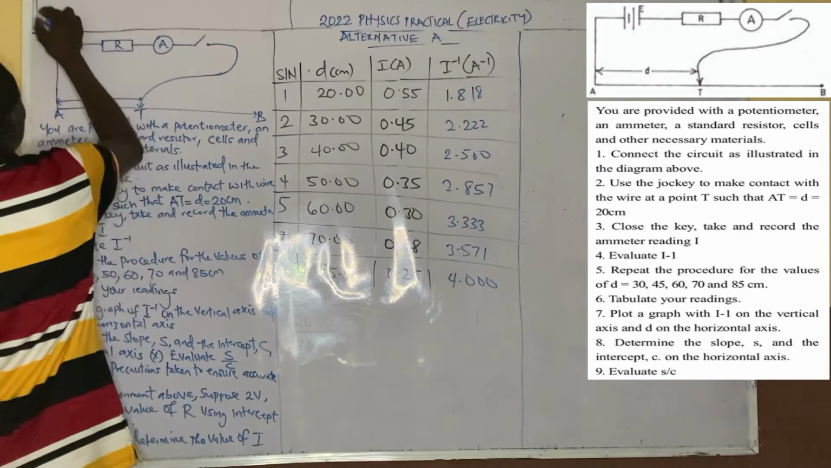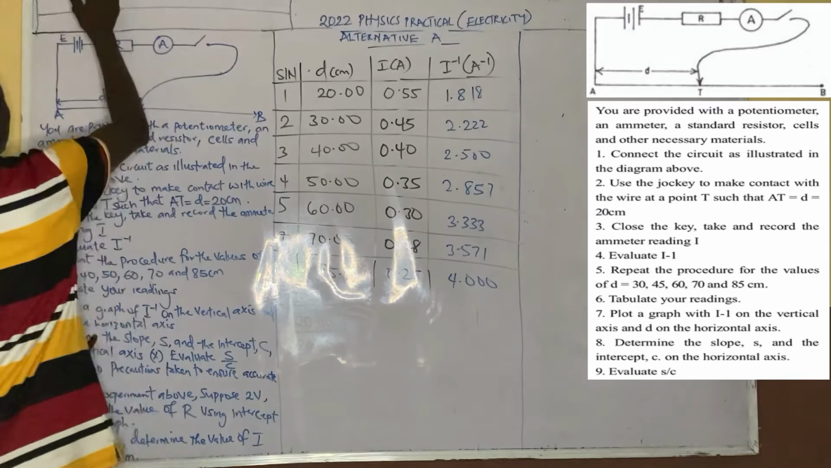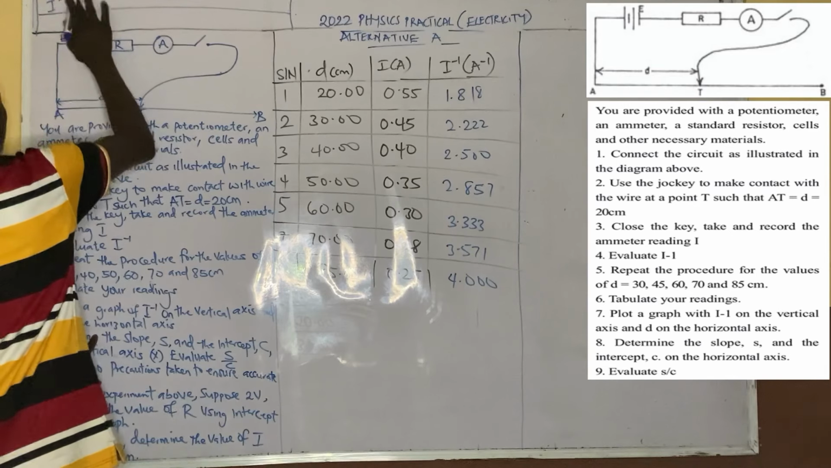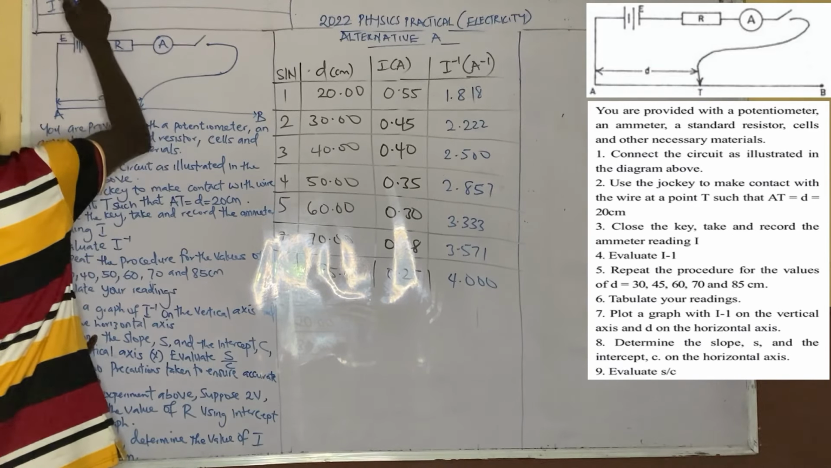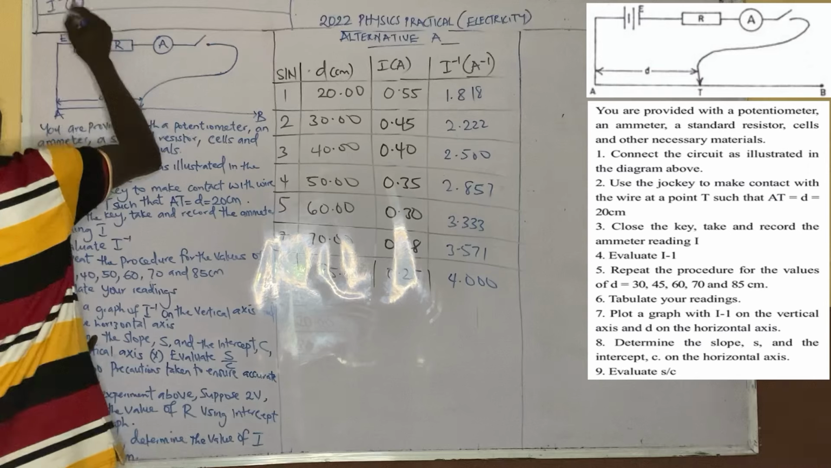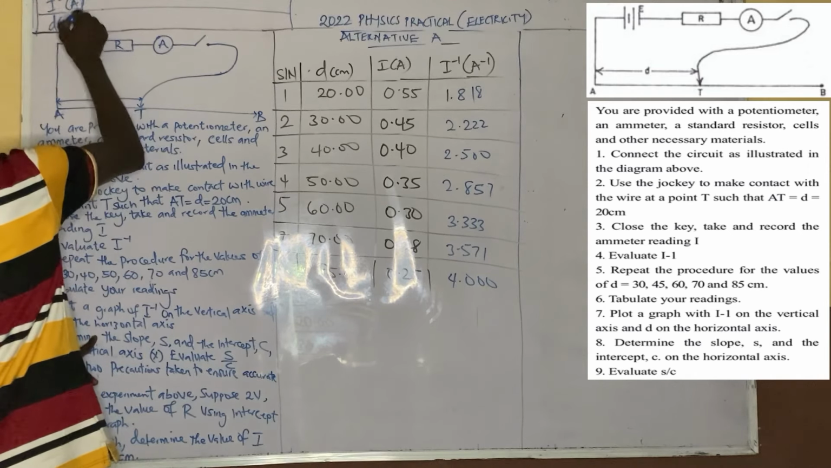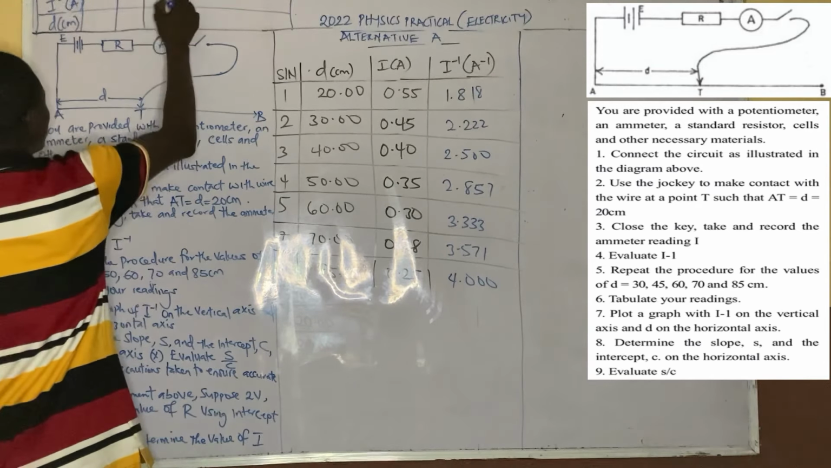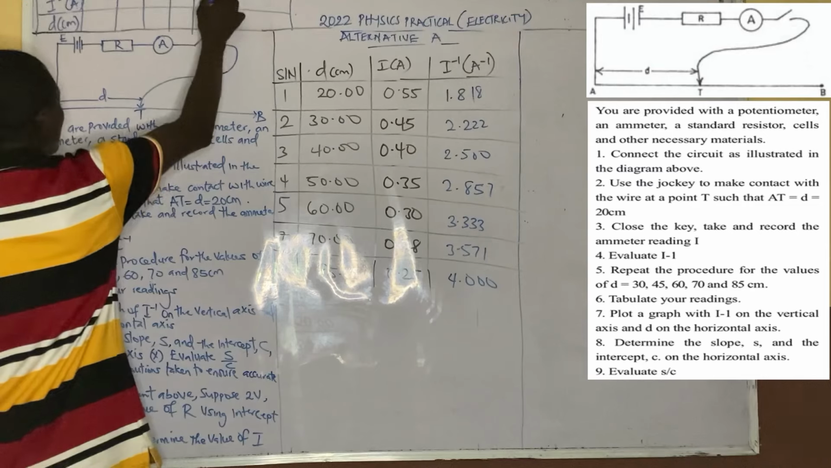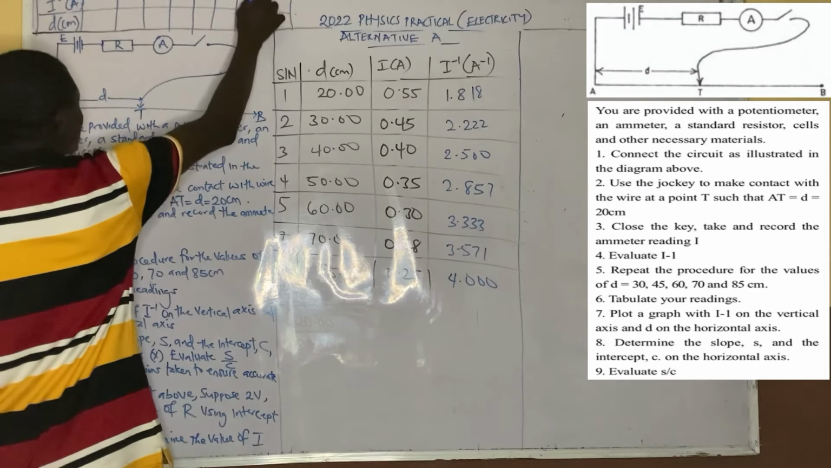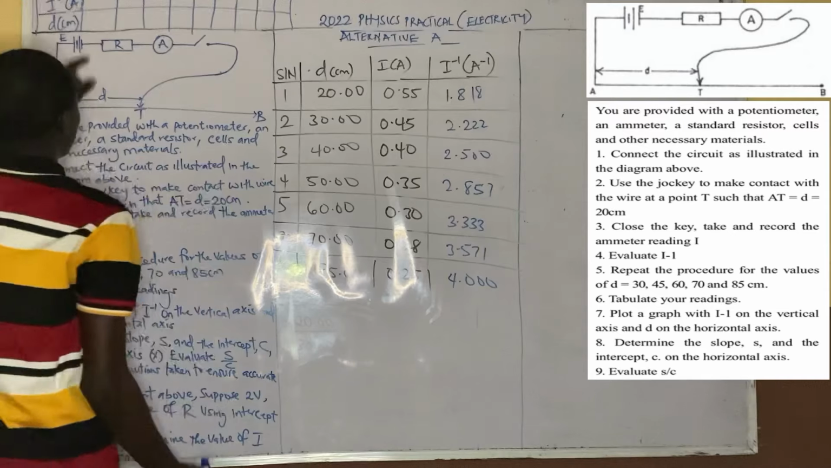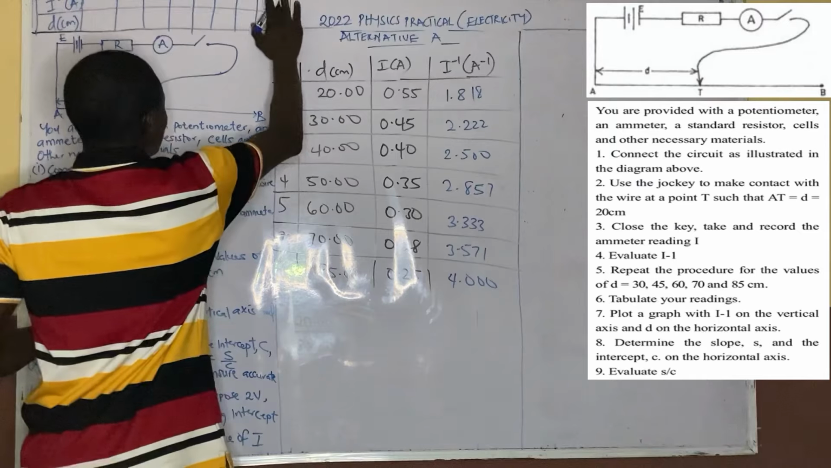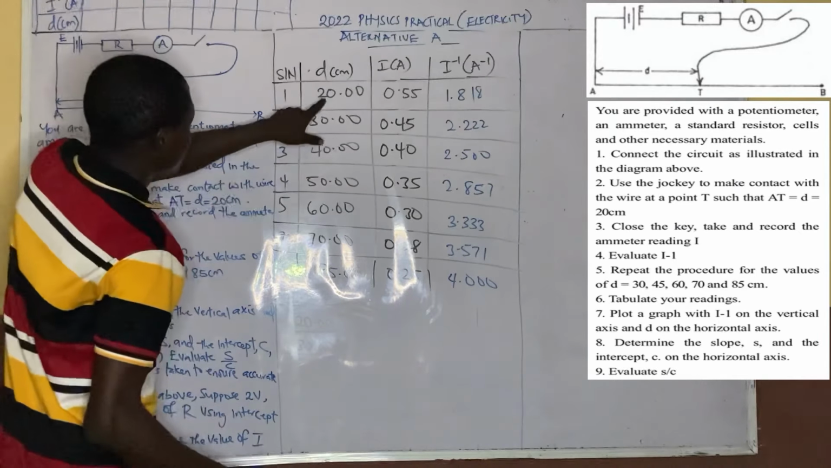So now we have the I inverse, which is ampere inverse. We have the D. So we have the column 1, 2, 3, 4, 5, 6, 7, and then 8. Now, you only need 8. So, 1 to 8.